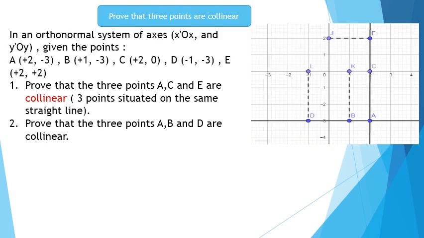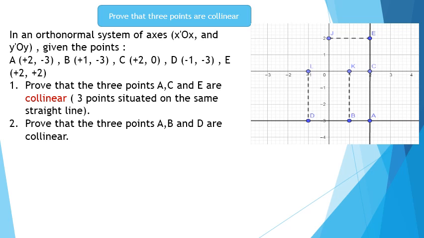How to prove that 3 points are collinear? As we said before, if they have the same abscissa or the same ordinate. If we look well here, how to prove that A, C, E are collinear? A, C, E. Did you see the points?